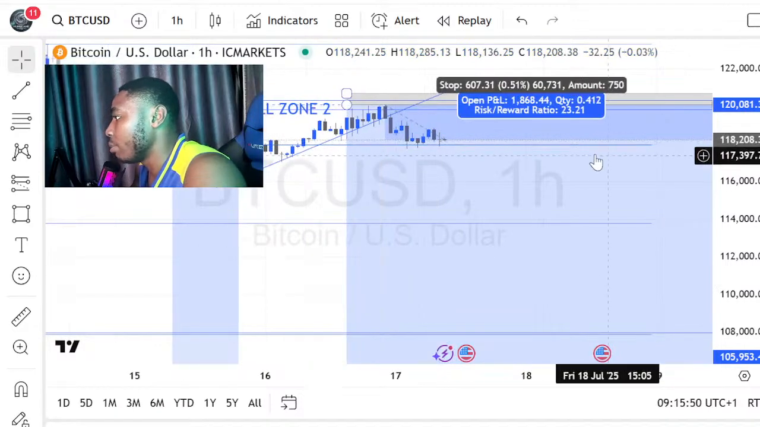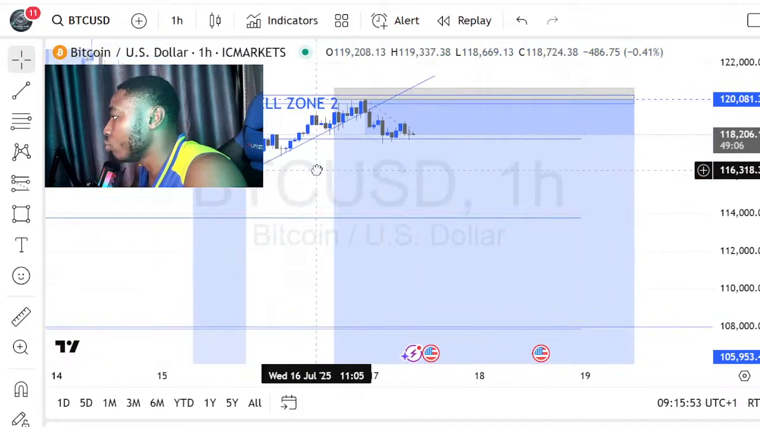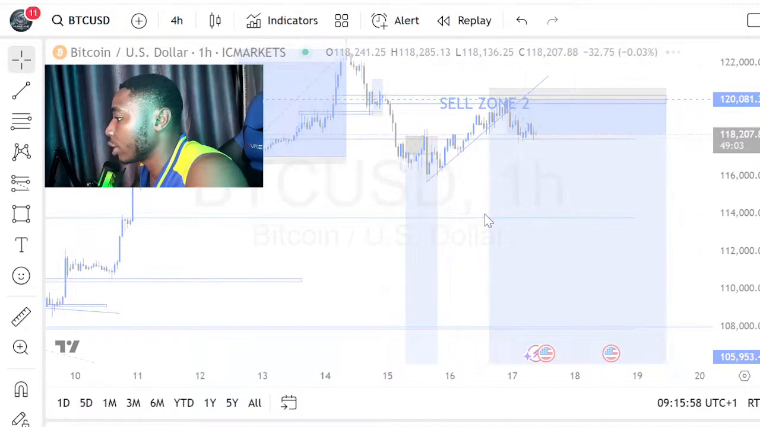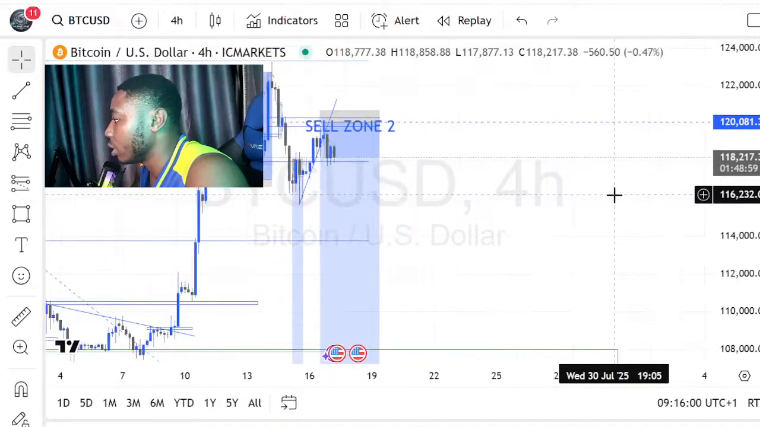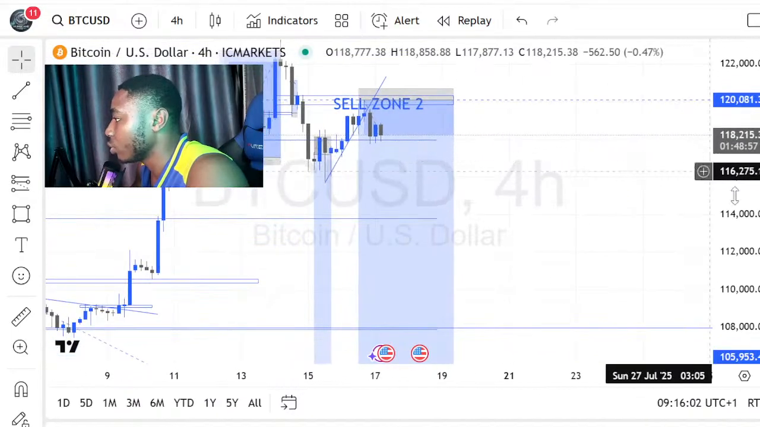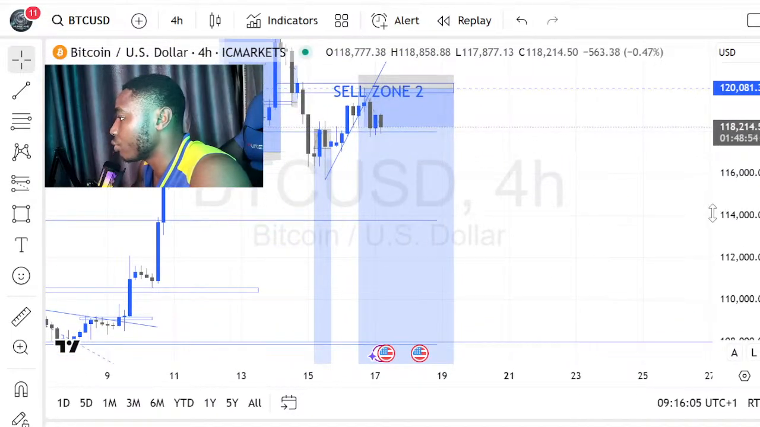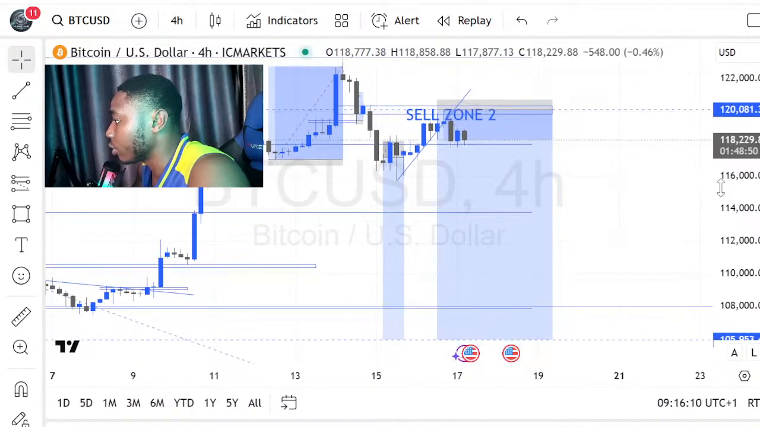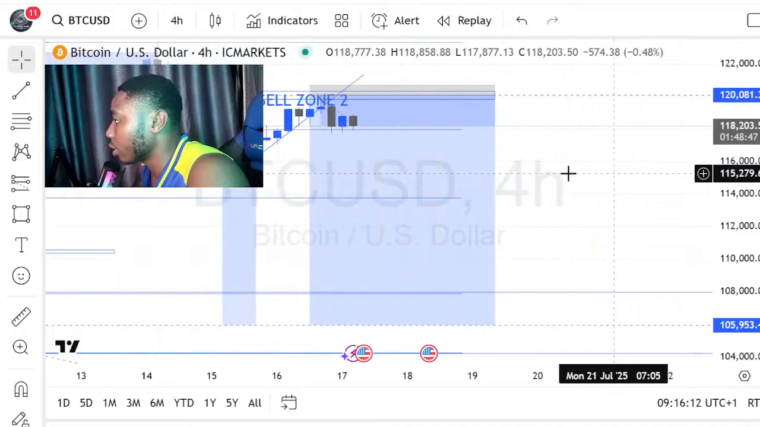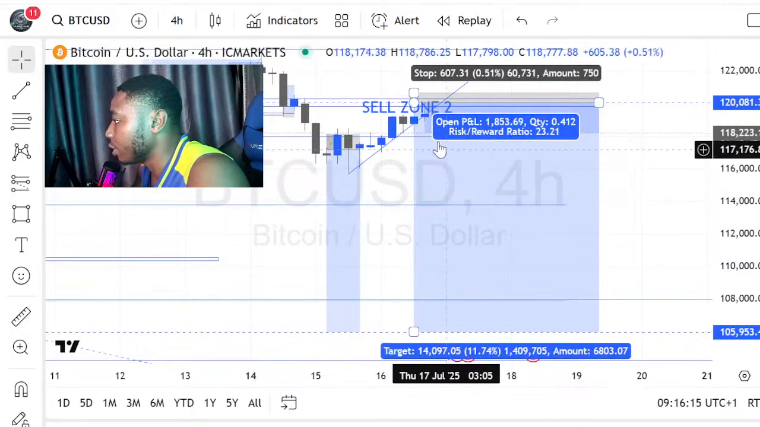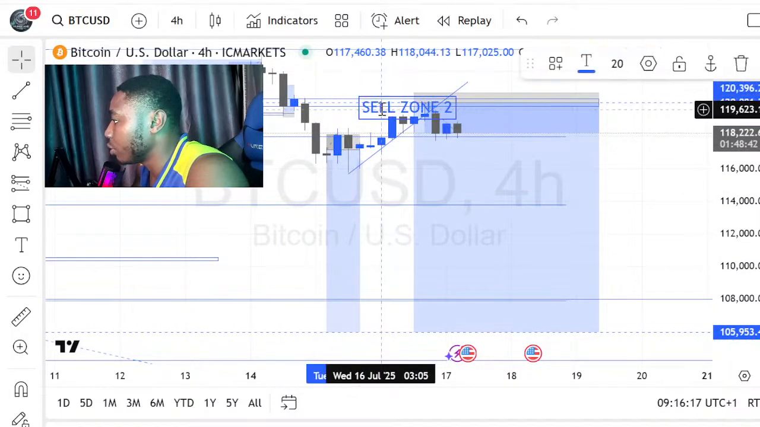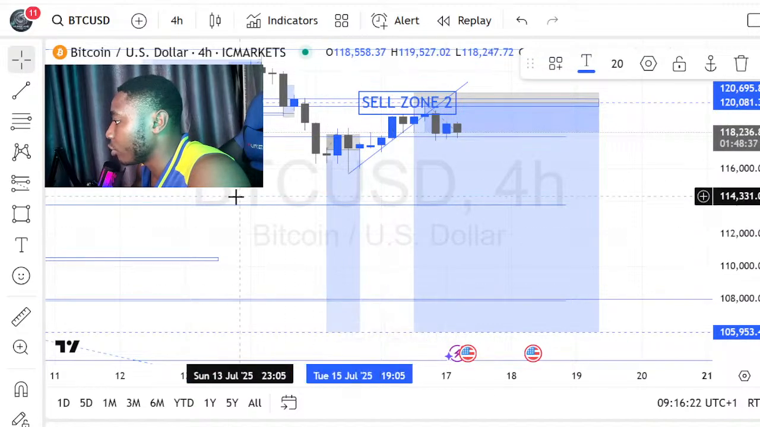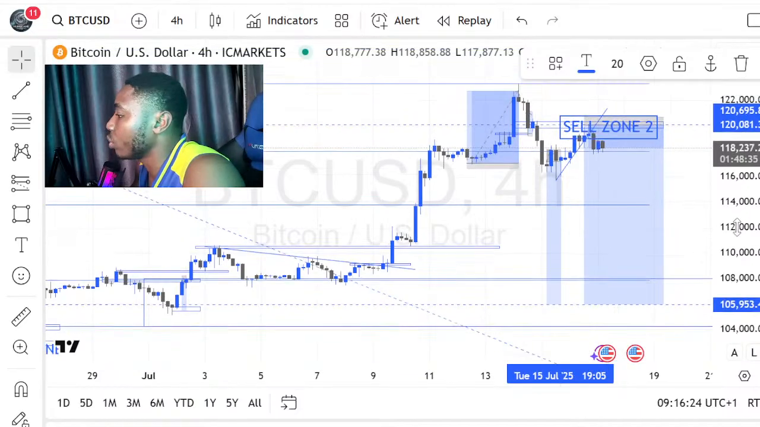my sell zone 2 was activated. This was on 4 hours time frame. I got this setup. My sell zone 2 was activated, which I dropped on Monday, right? Yeah. So it has been activated, and we're waiting for this massive fall. Not sure if it's gonna fall all the way down, but I also use Fibonacci for this one.